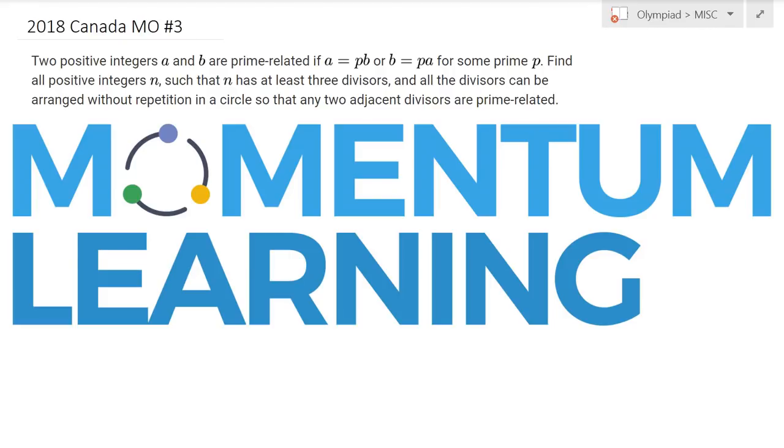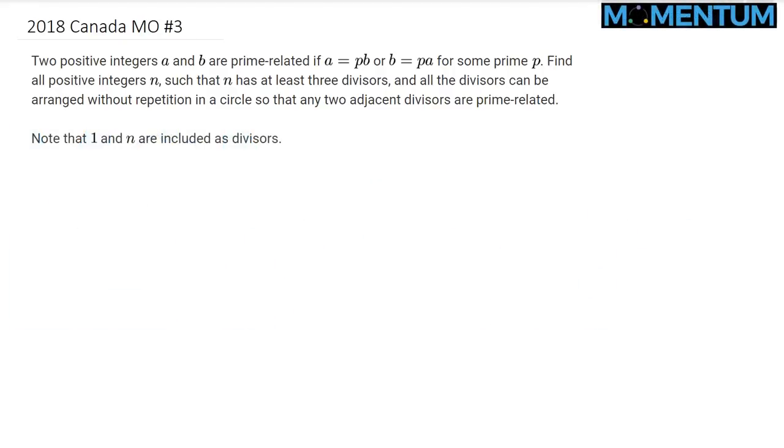Consider the following Canada Math Olympiad problem from this year. We have two positive integers a and b, and we say that they are prime related if they satisfy one of these two relations. So for example, say 2 and 6. Yes, they are prime related because all you do is divide the larger one by the smaller one, and if it's a prime, yes, they are prime related.